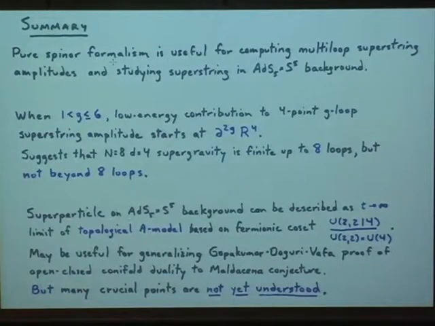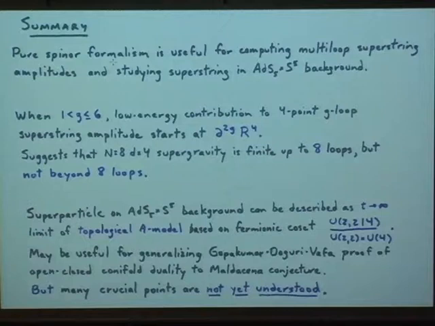Okay, the second application I discussed is that the superparticle on AdS5 times S5 background can be described as an N=2 world-line supersymmetric sigma model, which can be described as the t goes to infinity limit of this topological A model. And this topological A model is slightly unusual. It's based on a coset which just has fermionic superfields. So of course the fermionic superfields have bosonic superpartners, but at least the lowest components of the superfields are just the thetas. So it's based on this coset, which has 32 or 16 complex fermions.